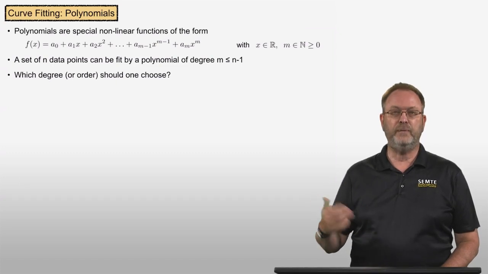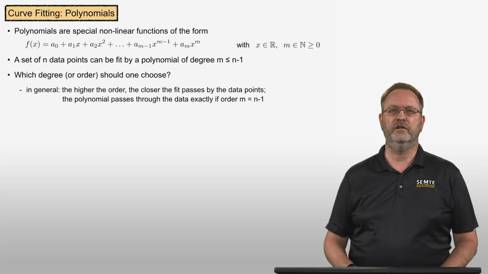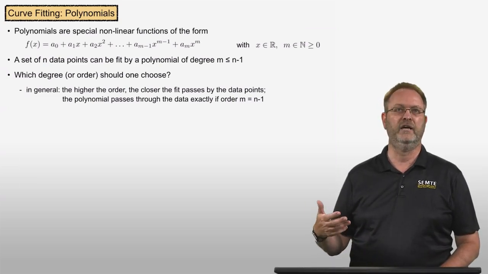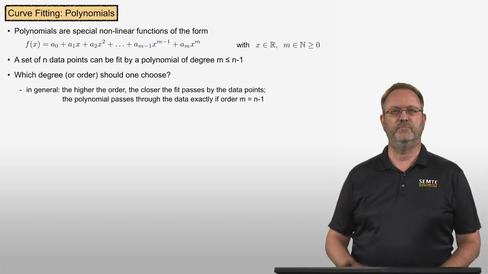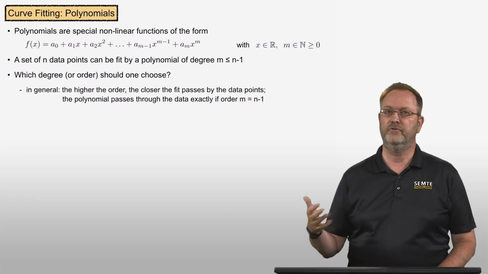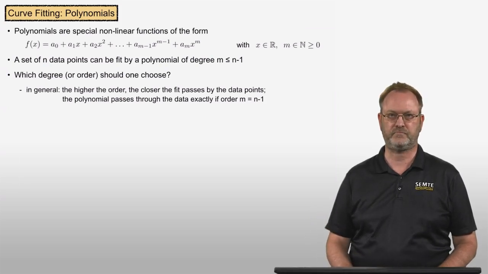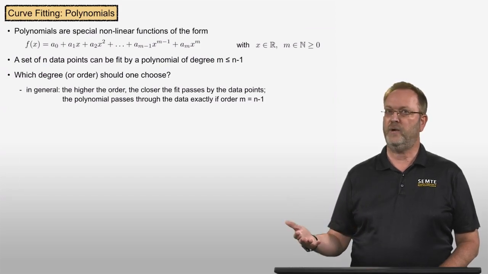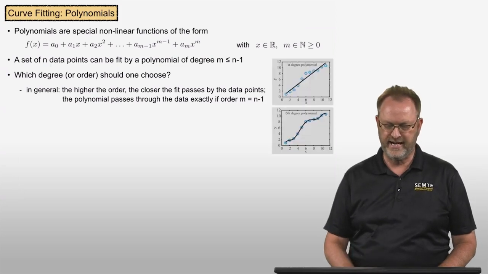But which degree polynomial should we choose? Well, in general, the higher the order, the closer the fit passes by the data points. Remember, for a curve fitting approach, the best fit polynomial does not have to go exactly through the data points. It just has to fit the data points in the best possible way, minimizing the overall error. Now, if the polynomial is of order n minus 1, then the polynomial will pass through the data points exactly.